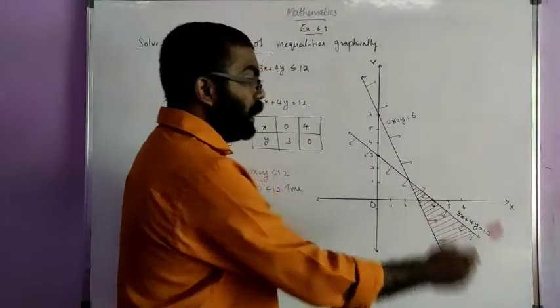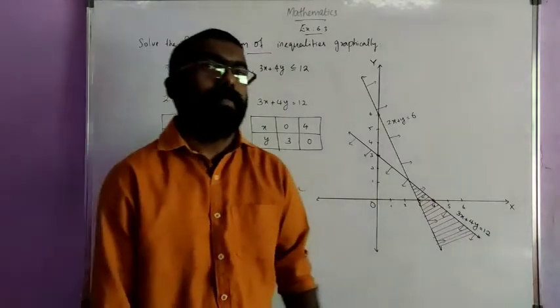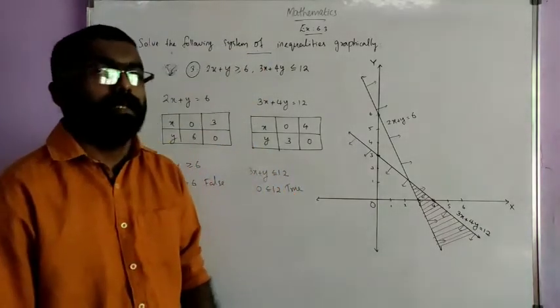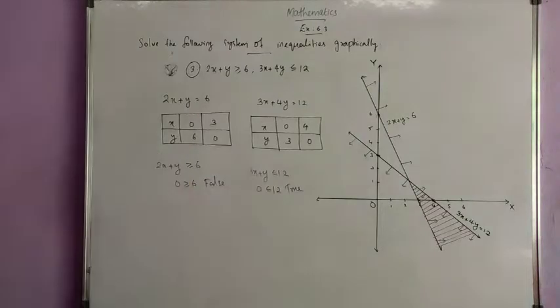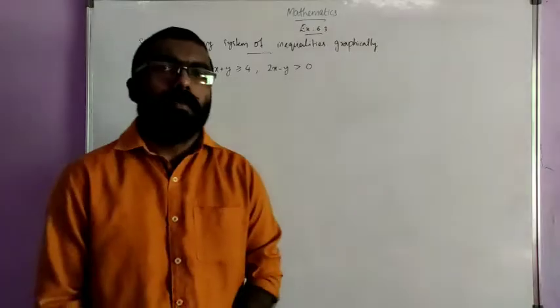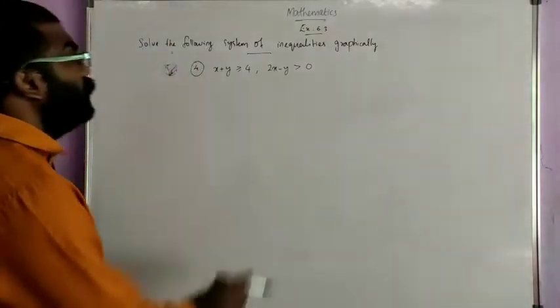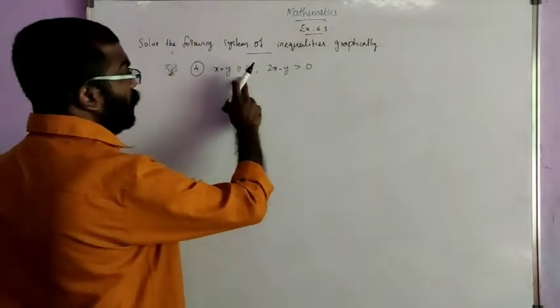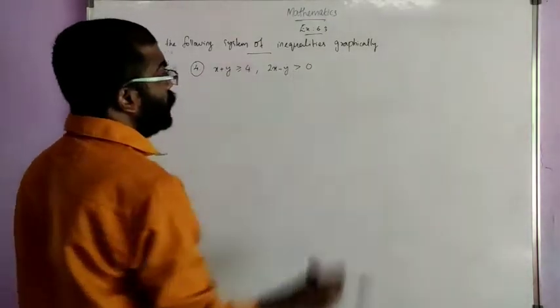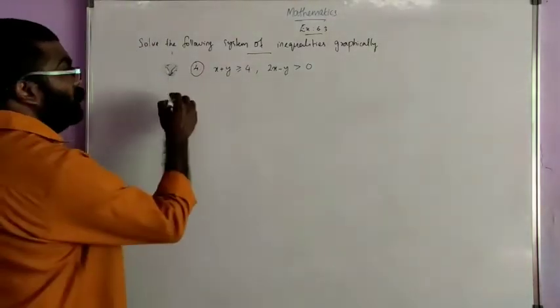So this shaded region will represent the solution region. Clear? Now we move on to question number 4. x plus y greater than or equal to 4 and 2x minus y greater than 0.